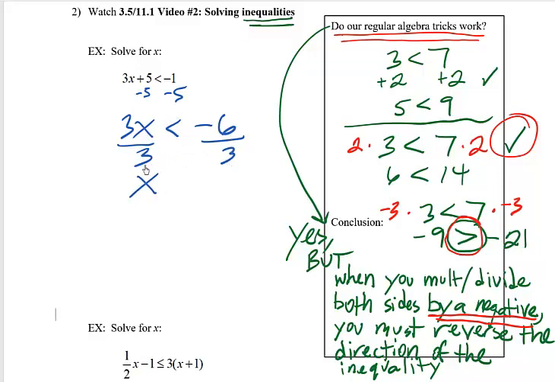No, I'm fine because I just divided by a positive number. 3 is positive. No problem. So this just stays x is less than negative 2. This, by the way, is the solution to the problem.